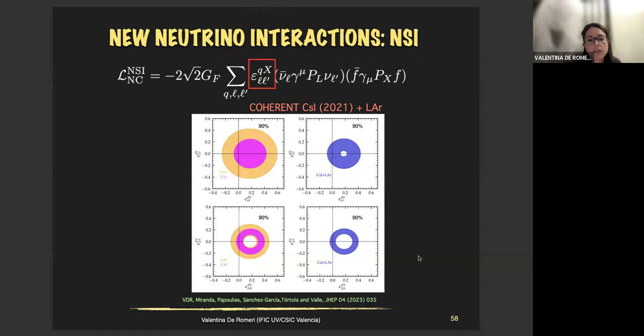Concerning instead flavor changing NSI, so these are the results given in terms of one flavor changing and one flavor conserving NSI parameter. The shapes are a bit different. Now we don't have the typical bands, we have some circular regions, or eventually a donut shape, let's say. But well, the idea is the same, the message is the same. When we combine the data sets, we get some reduced parameter space, and this recent COHERENT data allows us to probe these NSI interactions.